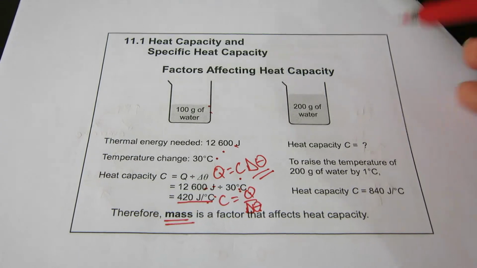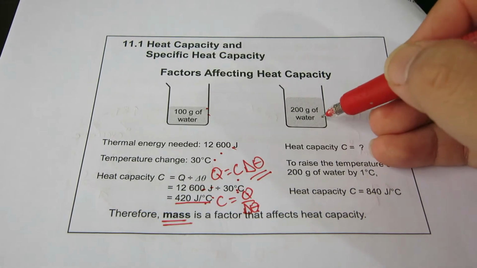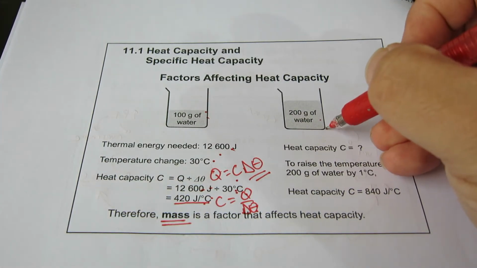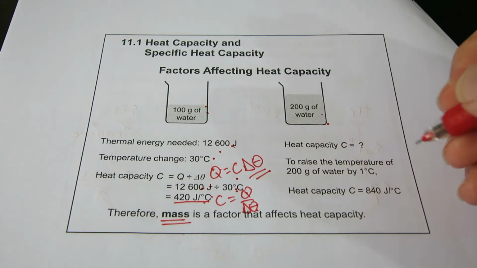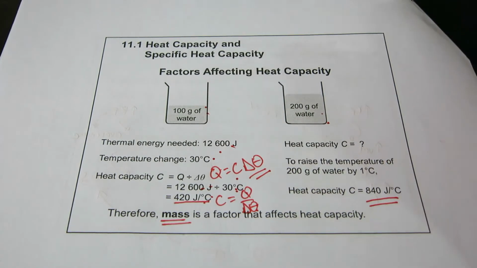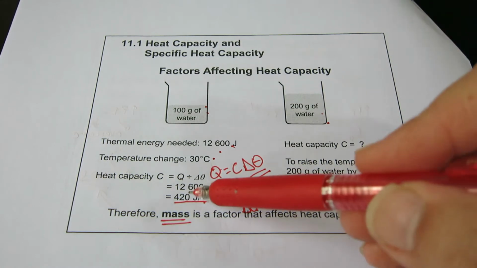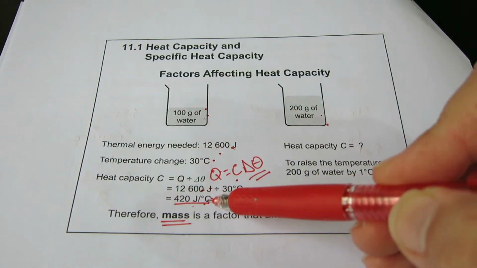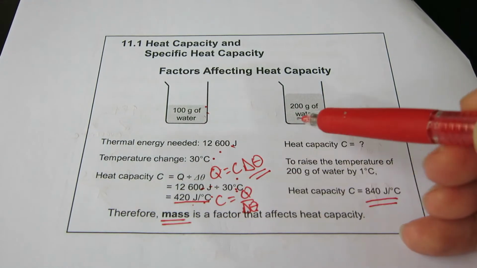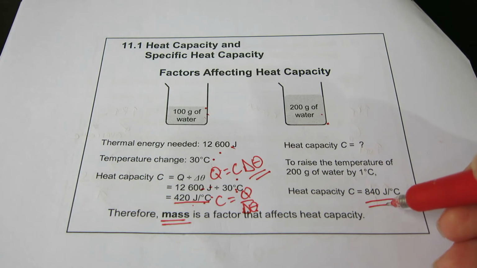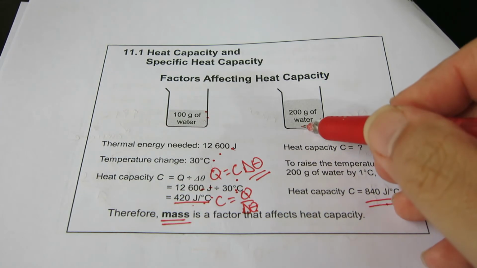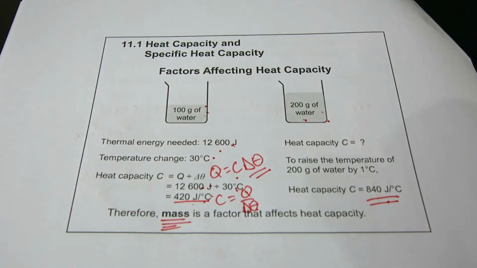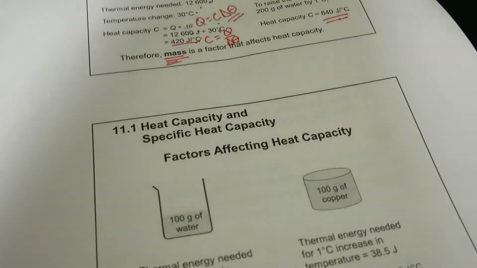Now, if I have another object that is just twice this one in terms of mass, 200 grams, then I will realize that I will need a higher heat capacity, because if I need 420 joules to raise an object of 100 grams by 1 degree Celsius, it makes logical sense for me to require double the amount of energy if I have double the mass of the object. So mass is a factor that affects the heat capacity. Now, what other factors affect heat capacity?